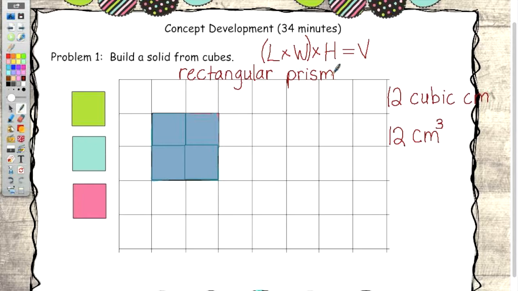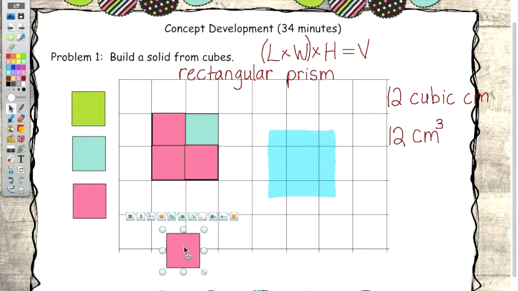If I were to take one of these cubes off, whoops, that was my base. Let me try that again. I think I'm just going to move my base over. Okay, let's just say I take this cube off and I don't have it up there. Is it still a rectangular prism? No. Why not? Because the top is not the same shape and size as the bottom, okay?